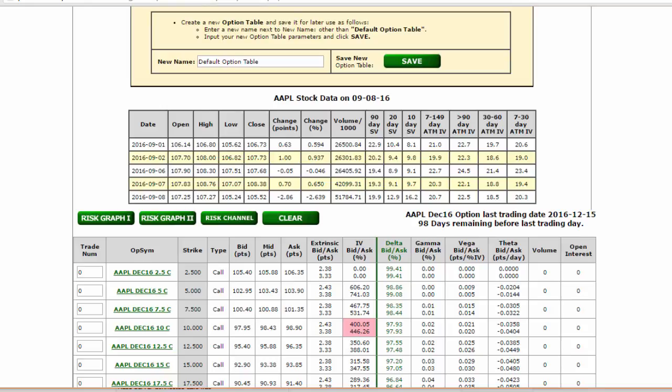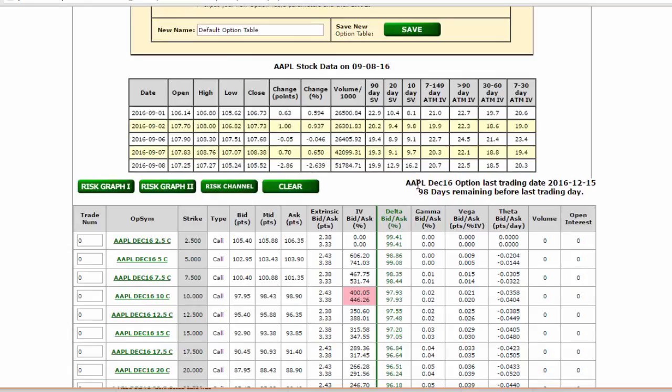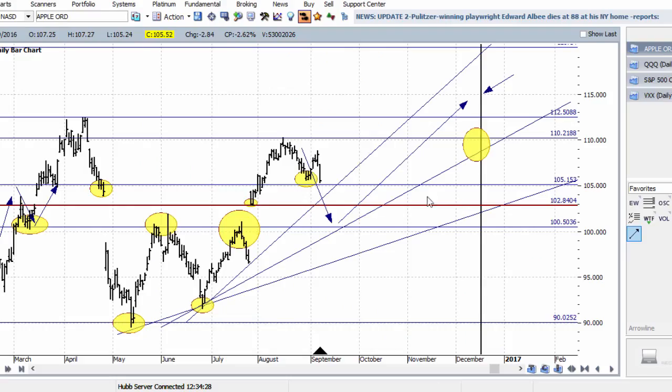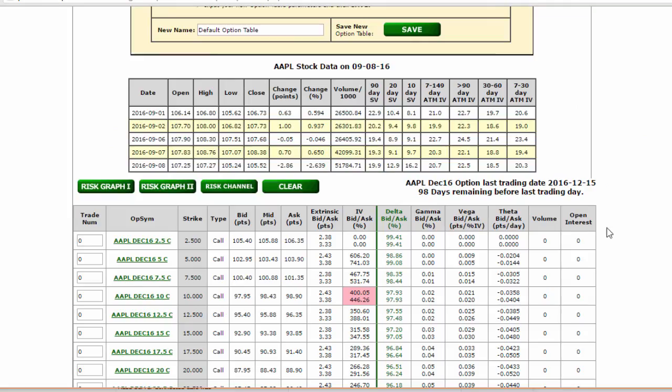But I'm looking at Apple December options. You can see that the symbol is Apple, and I'm looking at December 2016. So I've got 98 days for this trade to work out. Now, the first thing that I like to do is, the stock's trading at, as we said, if we go back to the stock chart, around $105. So the first type of option that I like to review, I obviously want to buy call options because I'm expecting the stock to continue higher.